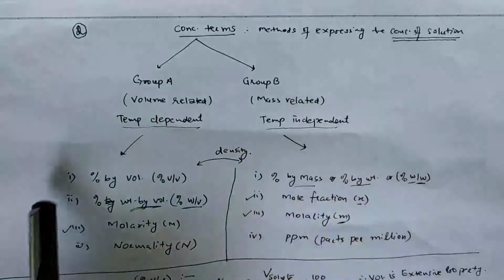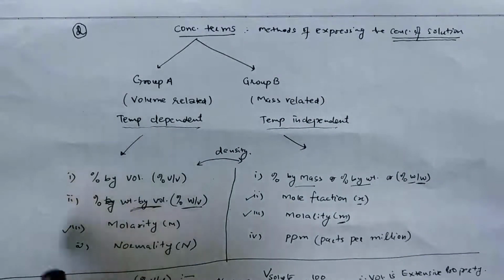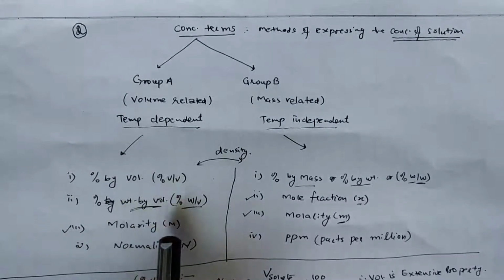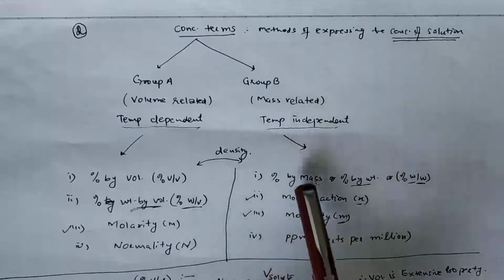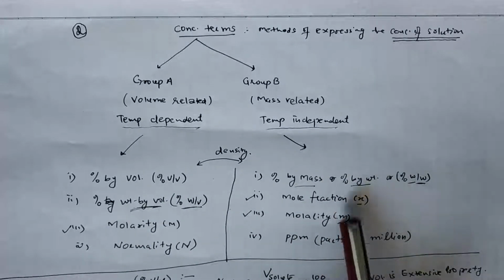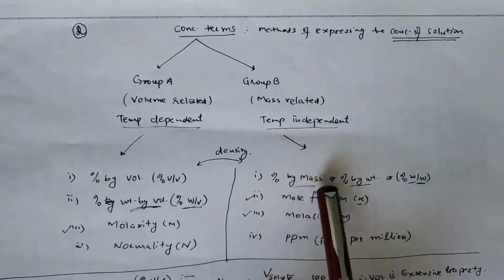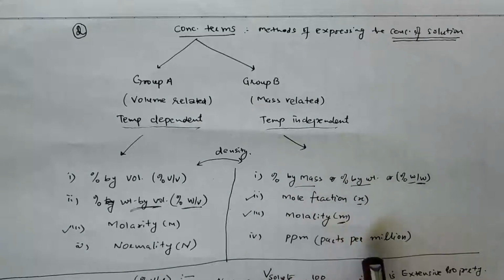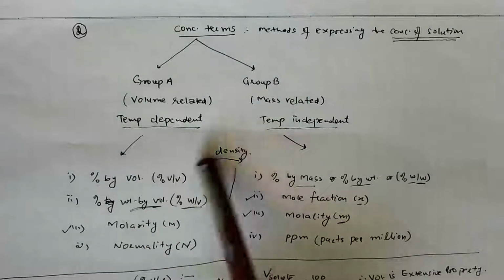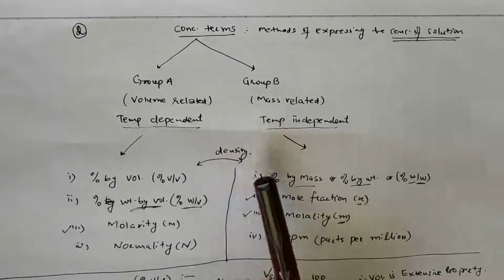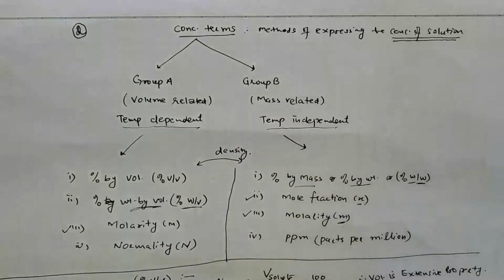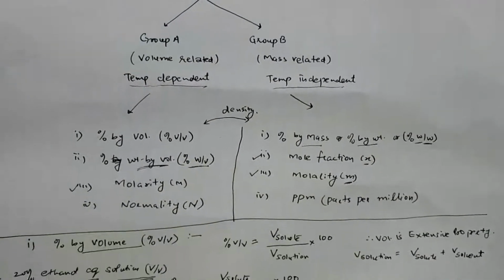These are the four terms which come under group A: percent by volume, percent weight by volume, molarity, normality. And these are the four terms which come under group B: percent by weight (mass), mole fraction, molality, and ppm. The relation between these two groups is density. You can interconvert group A properties to group B by multiplying or dividing by density. Now we will discuss one by one.